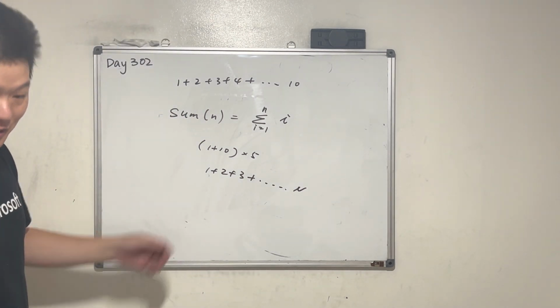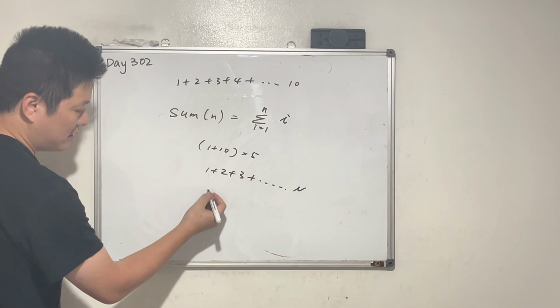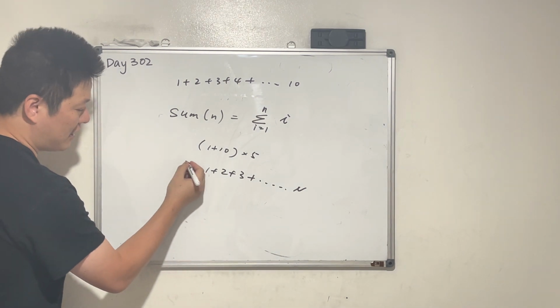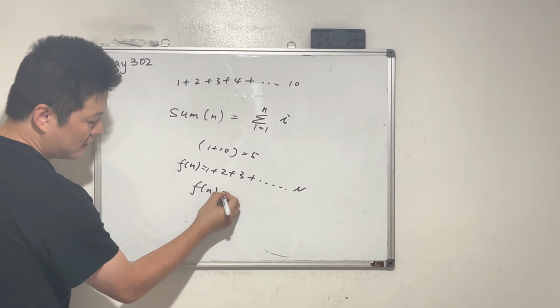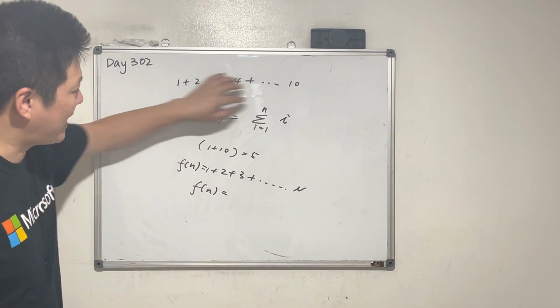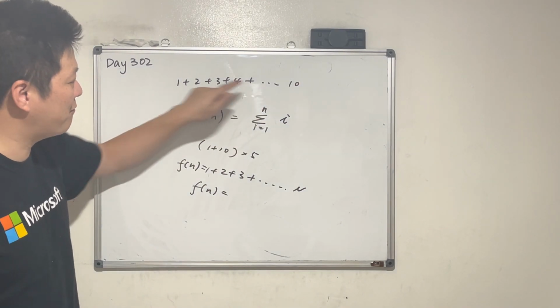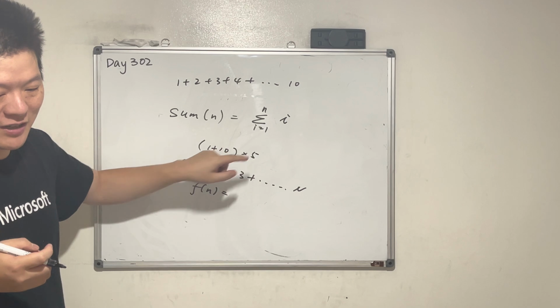What's the equation for that? Do you still remember? If f(n) is the sum of these, what's f(n) equal to? How do you generalize this? You know this is 1 plus 10 times 5 pairs. How do you get the 5?